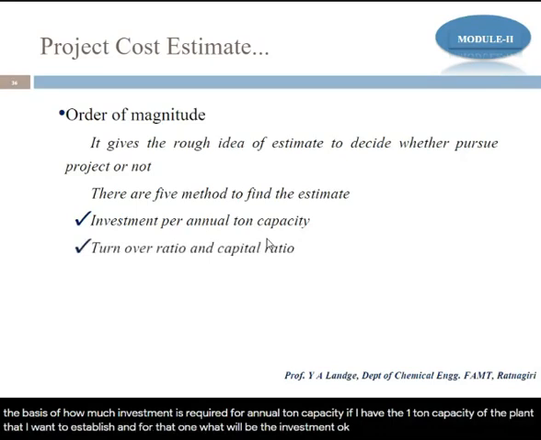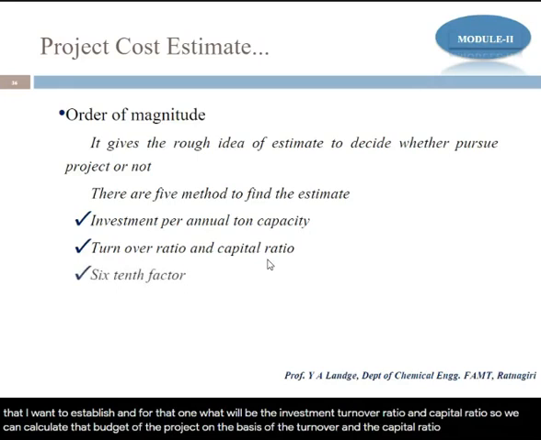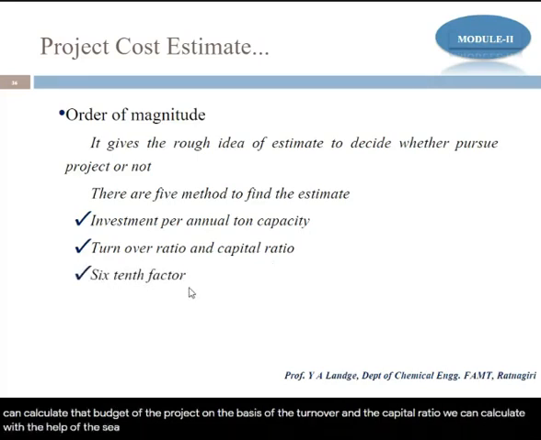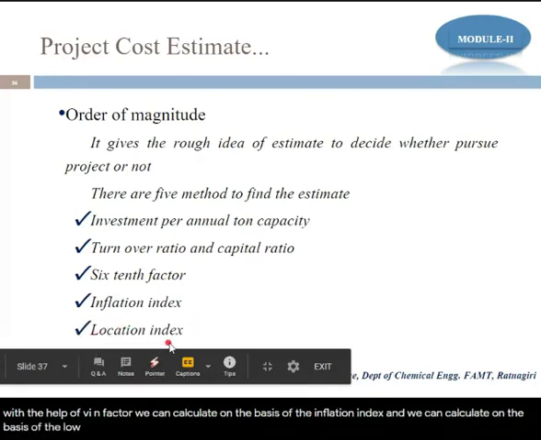Second case, turnover ratio and capital ratio. We can calculate the budget of the project on the basis of the turnover and the capital ratio. We can calculate with the help of the 6/10 factor. We can calculate on the basis of the inflation index, and we can calculate on the basis of the location index.